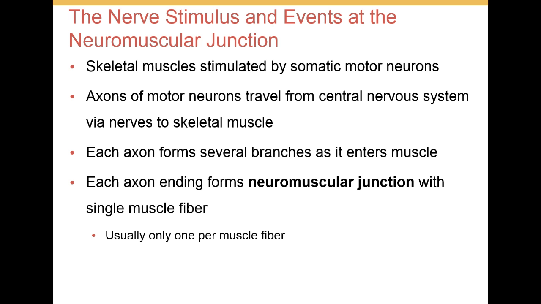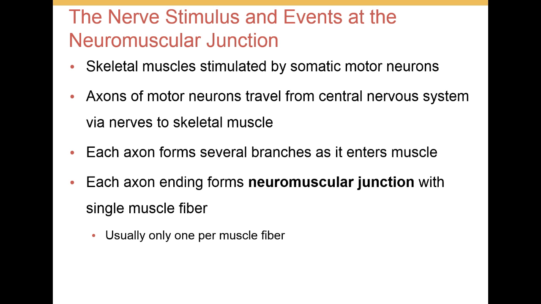All right, so let's start with events at the neuromuscular junction. So we know that skeletal muscles must be stimulated by the nervous system. The types of cells in the nervous system that physically stimulate skeletal muscle are called somatic motor neurons. Motor neurons are neurons that come out of the central nervous system carrying motor commands, telling the body what to do. The term somatic means that it's going to be controlling the movement of the body. That's skeletal muscle. So skeletal muscles are stimulated by somatic motor neurons.